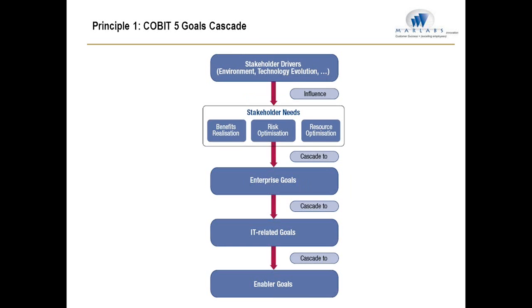So what we'll do is try and understand how. Stakeholder drivers. What drives the stakeholder? Basically the environment, the technology evolution and things like that, which influence the stakeholder needs, where we need to realize the business benefits, risk optimization, resource optimization, which basically will cascade to an enterprise goal, which then gets transformed into IT-related goals. And achieving these IT-related goals is through what COBIT5 calls the enablers. So we try to understand each one of them a little more.